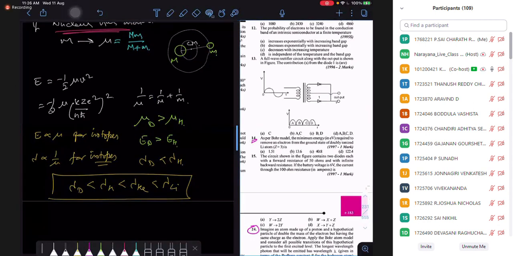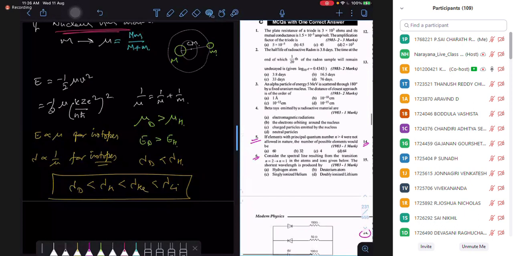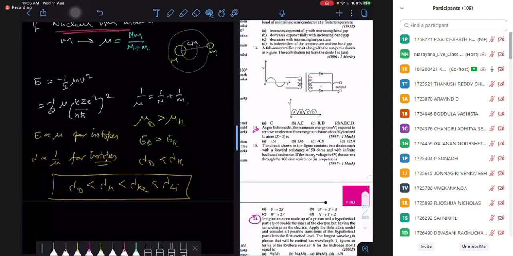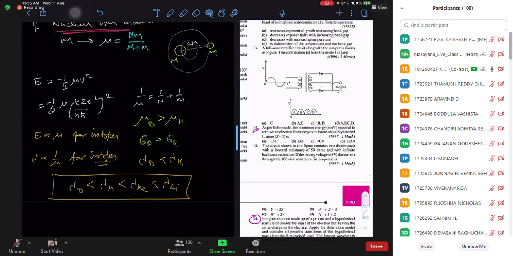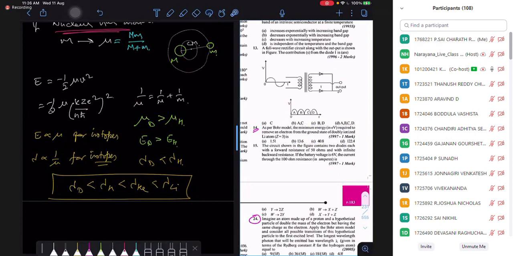The 14th one we can do first, then we can come to question number 5. So try the 14th one. This is already done, no? The minimum energy required to remove an electron from the ground state of a doubly ionized lithium. This is very easy. Minimum energy required to remove the electron from the ground state of a doubly ionized lithium. This is quite an easy problem. Try to give me the answer quickly.